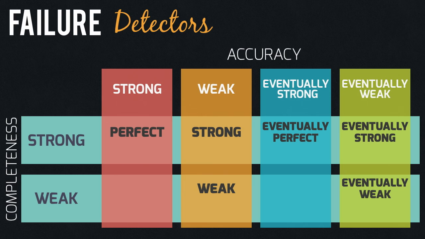When it comes to accuracy, it's a little bit different. The accuracy spectrum deals with how many mistakes we can make about this suspicion. We have eventually weak, meaning that some mistakes are made. And then we go all the way to strong, where absolutely no mistakes can be made. In the strong column, we have something called perfect. As you may have guessed, we don't live in a perfect world, but we had been trying to create solutions that assumed that the world was perfect.